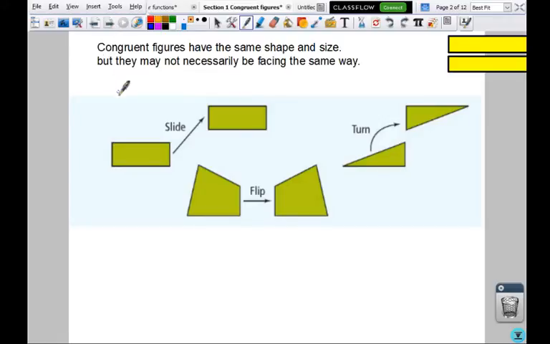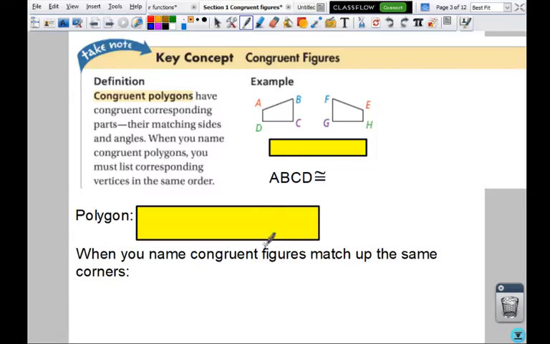So we are going to look at mostly just labeling congruent figures today. When I look at congruent figures, they have parts that match up, or corresponding parts. So we can match up sides and angles. If I'm going to look at a couple different polygons, or congruent polygons, does anybody know what polygon means?